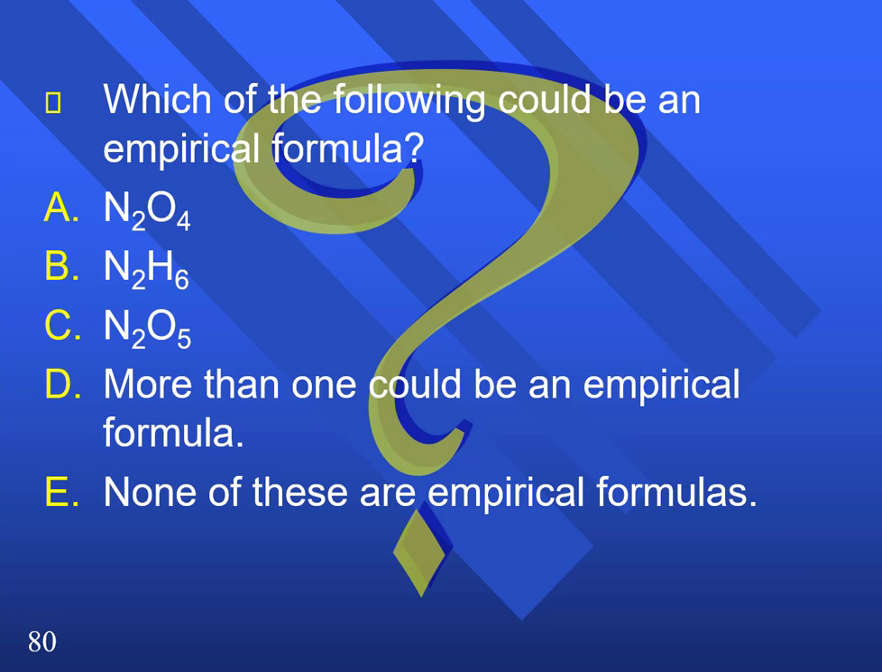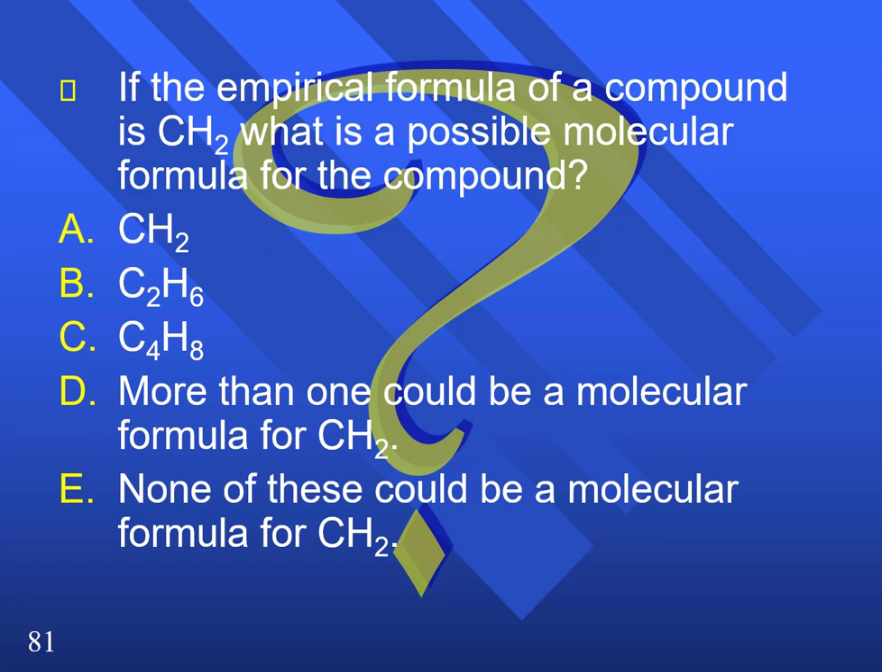So, which of these could be an empirical formula? I like this style of question. Because you can't just guess. If you don't know, you're just guessing. You can't eliminate anything. Darn, more than one. What do you mean more than one? Okay, well, is N2O4? Can you simplify it? Yeah, divide by 2s, right? How about N2H6? By 2. How about N2O5? Nope, so that one's an empirical formula.